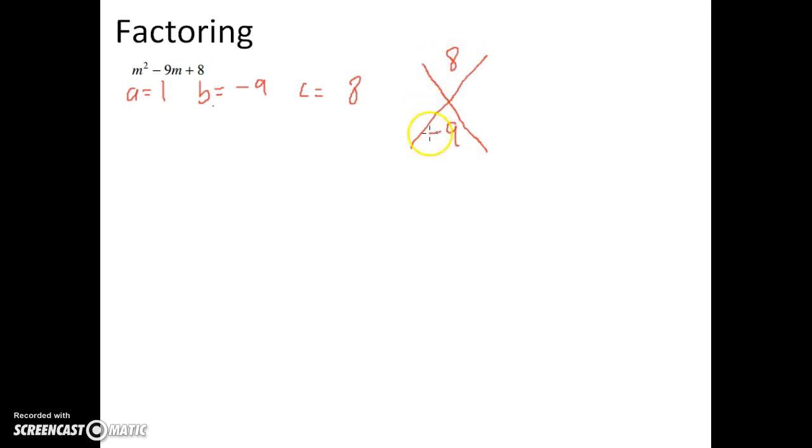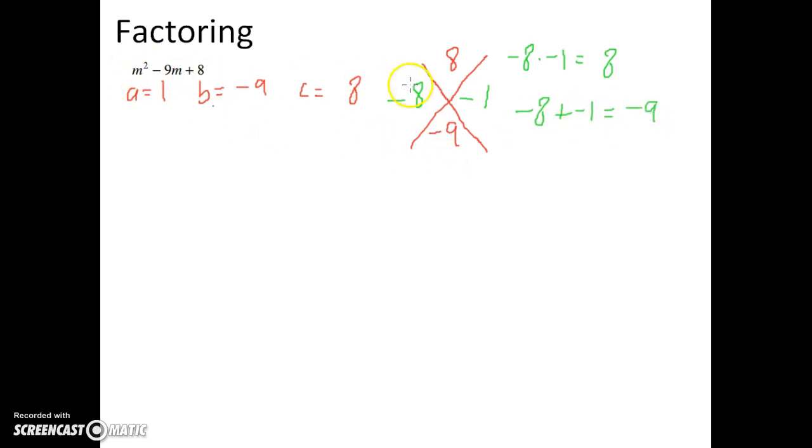Since we want to multiply to a positive and add to a negative, both these numbers are going to be negative. We could always guess and check, so think what times what equals 8, so 1 and 8, 4 and 2. So -8, -1. If we multiply those, that would give us a +8. And if we add them, that gives us a -9. So that's what we want.